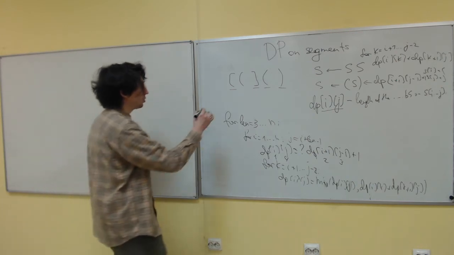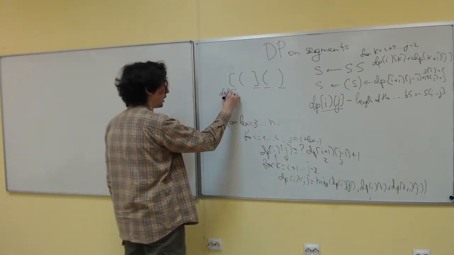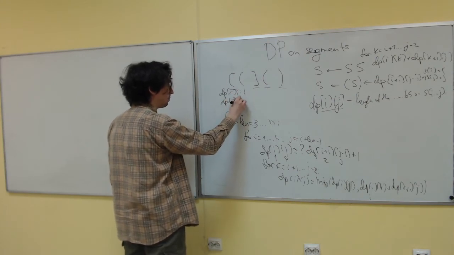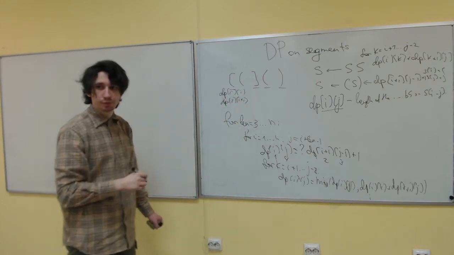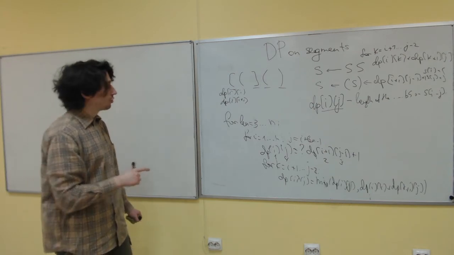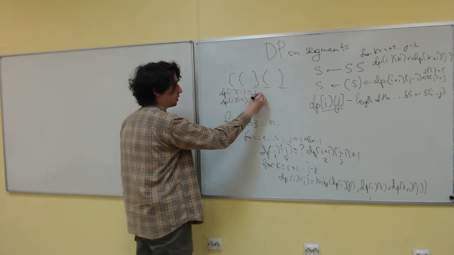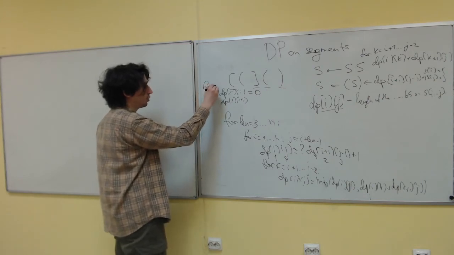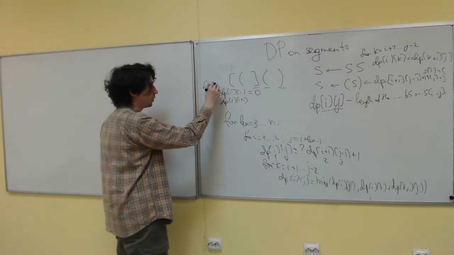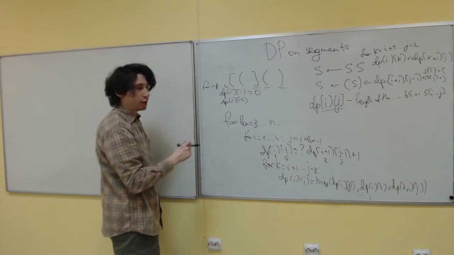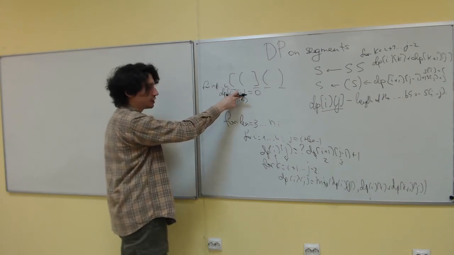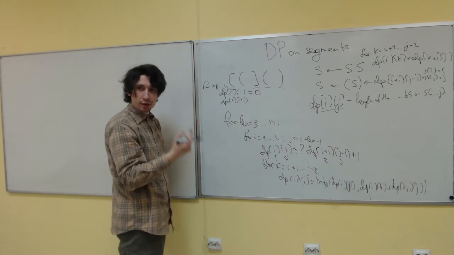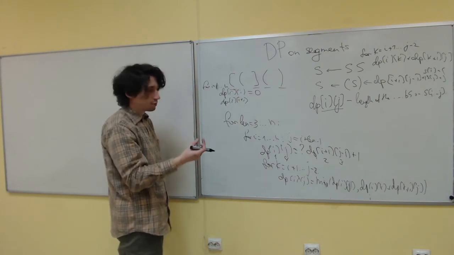So we have to fill all the dp[i][i] and dp[i][i+1]. The first guy is always 0, for i from 1 to n. These are the segments of length 1, so you never can get a correct subsequence.